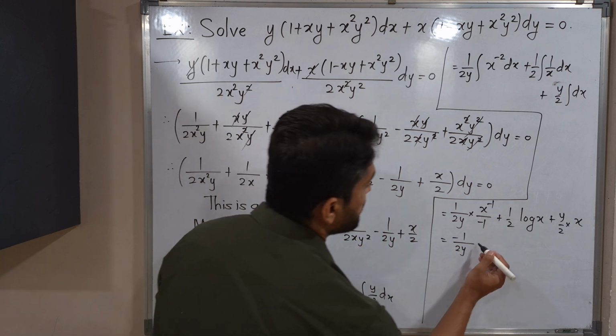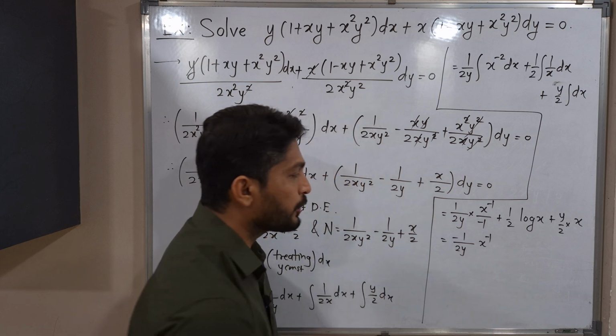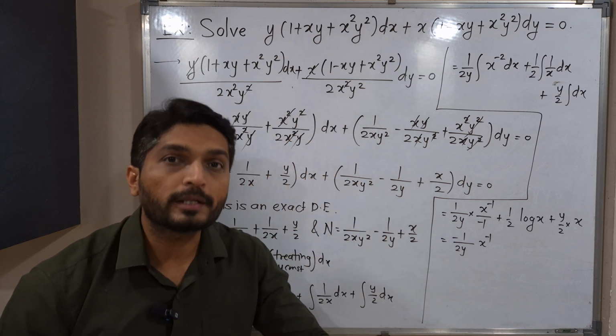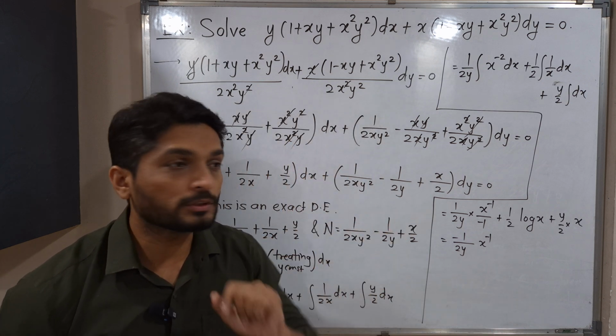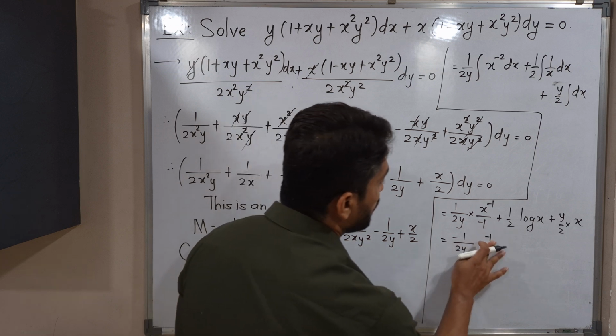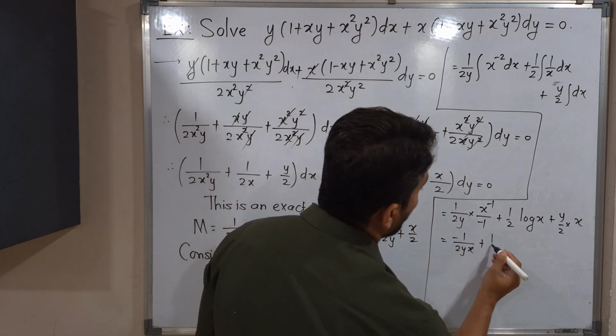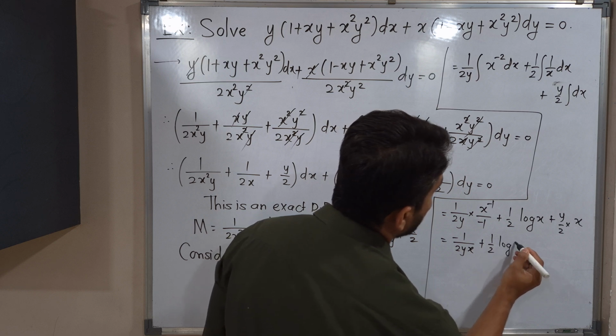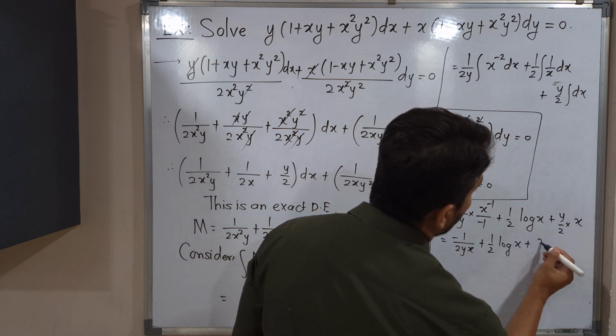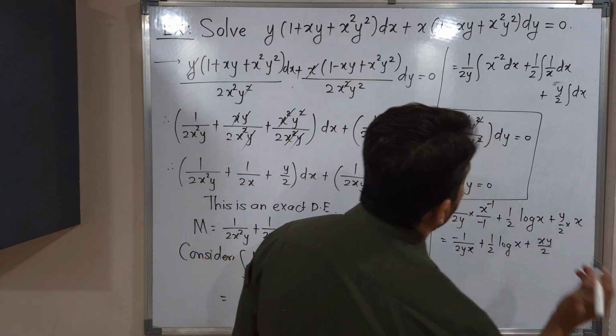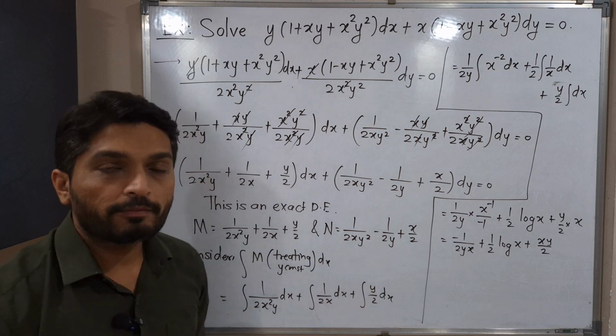Actually the answer is x raised to minus 1. But see what I'm doing, I'm shifting it to the denominator. Then the power will be positive. So you will have x here. Plus 1 by 2 log x. Let us take the product, xy by 2. That's it. Finish. So I got the value of the first integral.